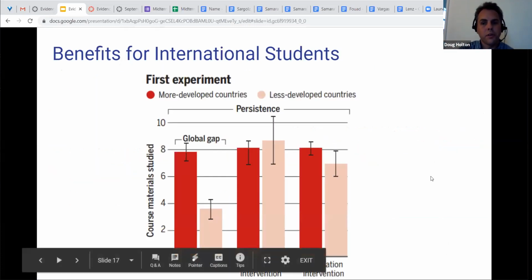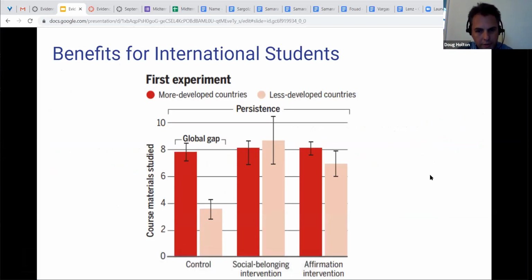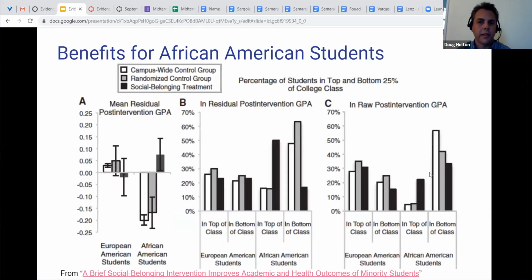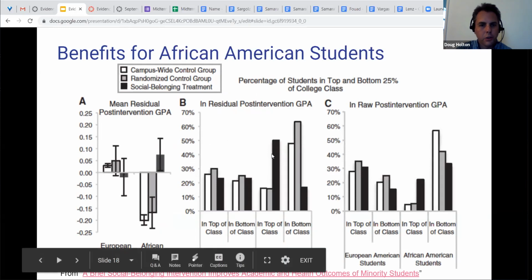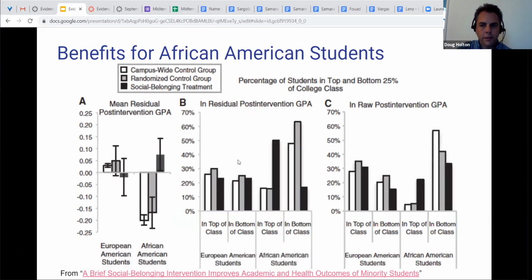This was a MOOC that was given to students around the whole world, so it had students from countries all over the world. And it showed that this intervention, the social belonging intervention, for example, in the middle, particularly benefited students from less developed countries, like third world countries or so on. This is another study that used this technique, and it showed benefits in particular for African American students. That's these dark bars in the different graphs that show greater improvement in their grades and so on. So again, this is one that can help reduce, or in some cases potentially eliminate, equity gaps in certain courses.